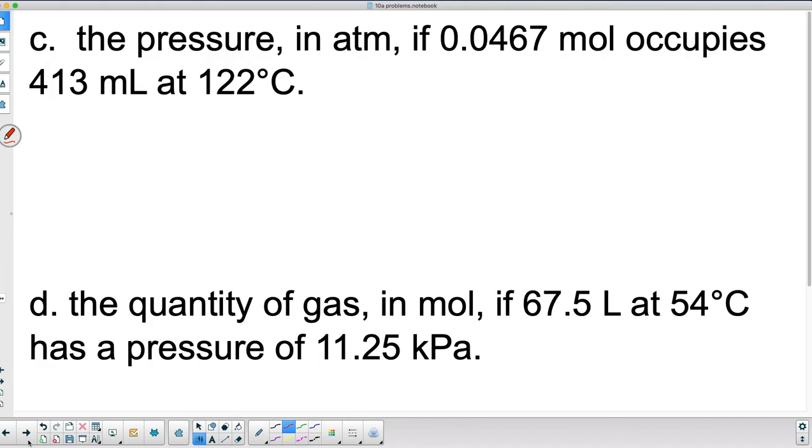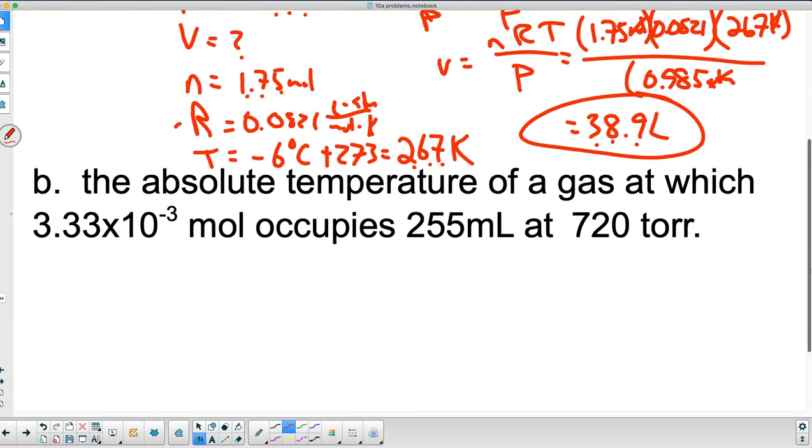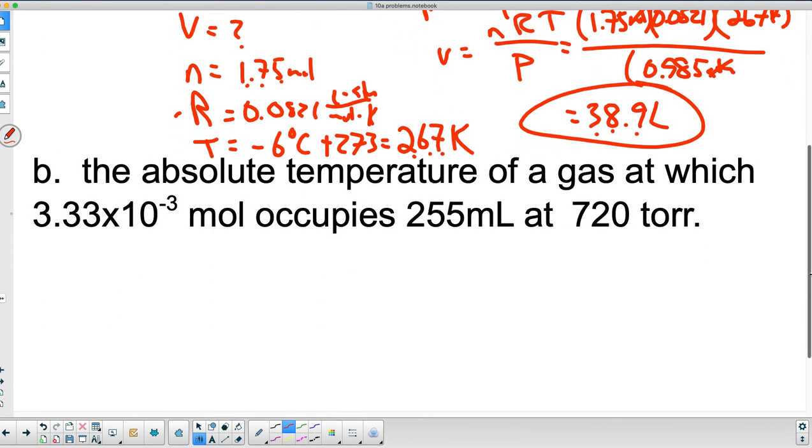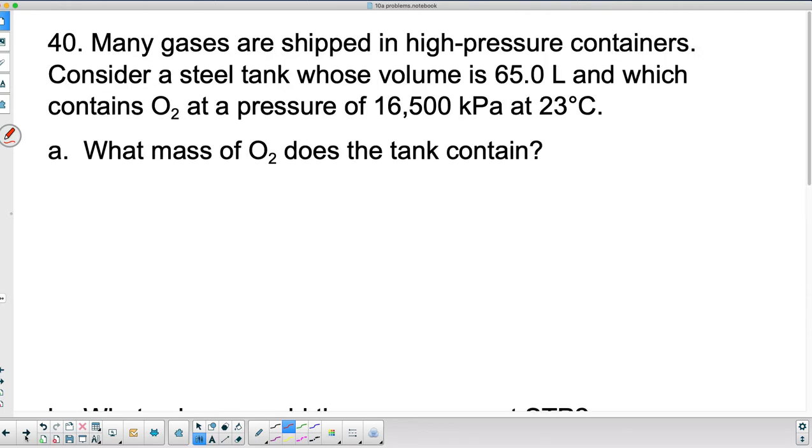If it says STP, which I don't think it says that, quantity of gas in mole at 54 has a pressure of blah, blah, blah. Does anything here say STP? It does not. So we'll move on then. Okay? So you, B, C, and D, you guys should be working on those using PV equals nRT.